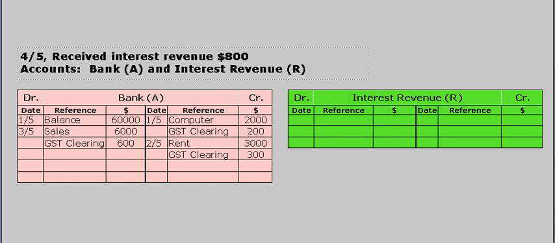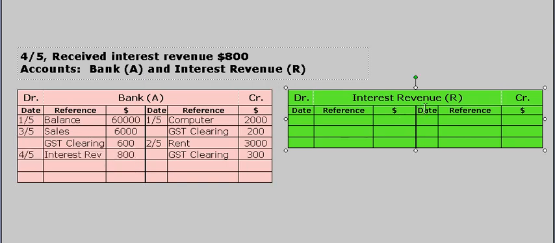The next transaction to process is an unusual one. We've received interest from the bank, $800. Interest received from the bank is revenue. So our cash assets have been increased by this amount. So on the debit side of bank, we write the date and we can write interest revenue, $800. So we debit the bank account to increase it, $800.